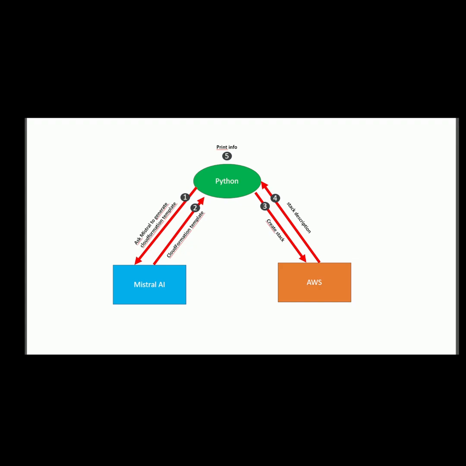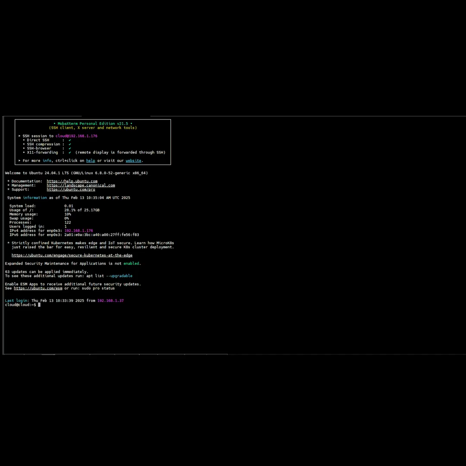With Python, I will ask Mistral to generate a CloudFormation template to deploy an EC2 server. Next, I will deploy the CloudFormation template in AWS. And finally, I will try to connect to the EC2 server with SSH. For this project, I have already created some functions that I will use in my AI interface Python file.